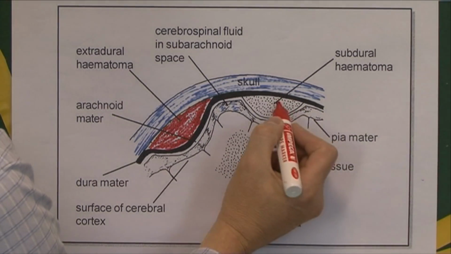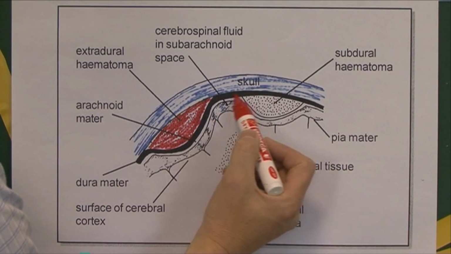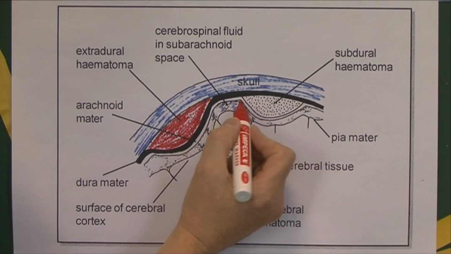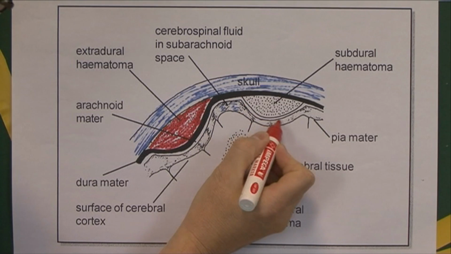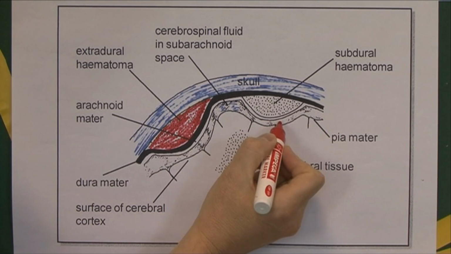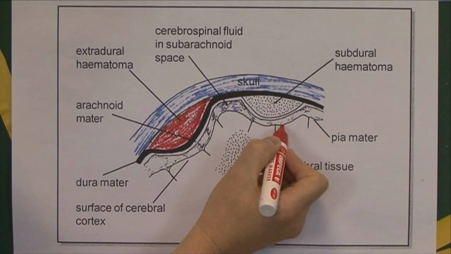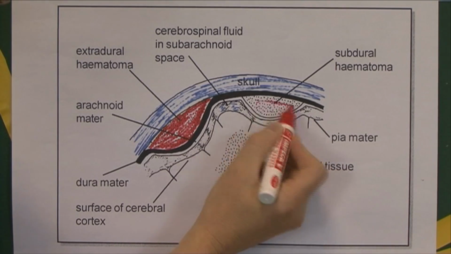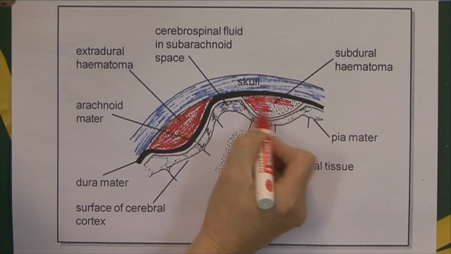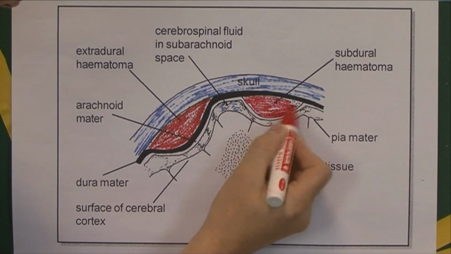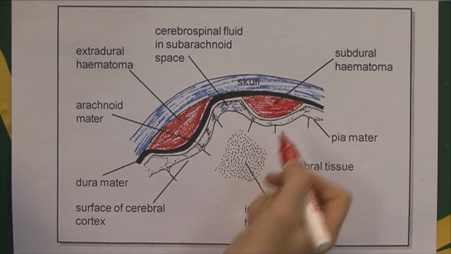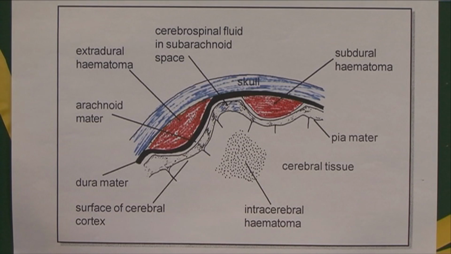Here we see a subdural hematoma. So here's the dura mater here. Underneath the dura mater is the arachnoid mater, the cerebrospinal fluid in the subarachnoid space, the pia mater and the brain. And here the hematoma is forming underneath the dura mater. It is a subdural hematoma.